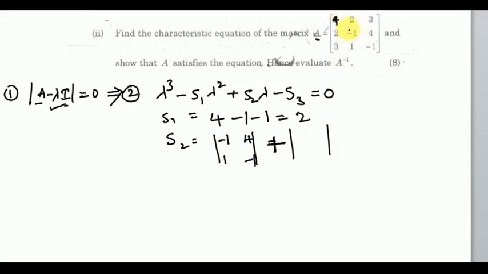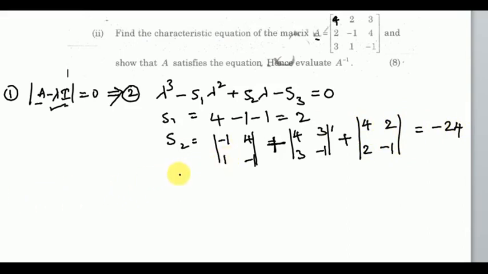Next element is minus 1. Remove its row and column, and for the rest of the elements take the determinant: 4, 3, 3, minus 1. Plus the last diagonal element is minus 1. Remove its row and column, and the rest of the elements are 4, 2, 2, minus 1. If you simplify this, you will get s2 as minus 24.